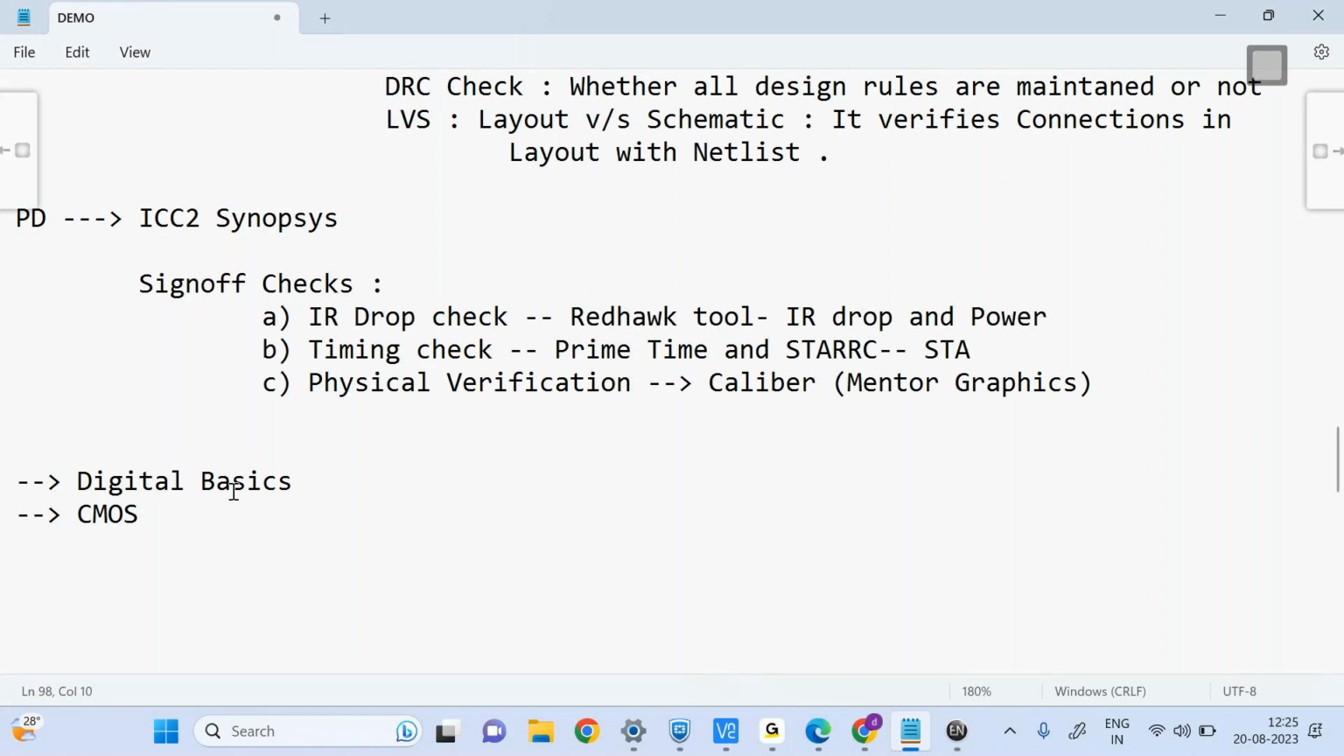MOSFETs can be used till 14 nanometer. When we go to 14 nanometer, we are not going to use MOSFETs. We use what? FinFETs. What are FinFETs? Why do we use FinFETs? What is the problem with MOSFET? Why can we not go below 14 nanometer by using MOSFET? Why can we not scale down? There is a concept called drain-induced barrier lowering.